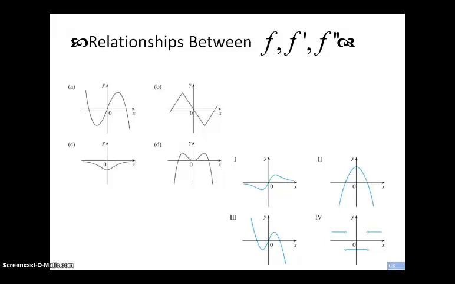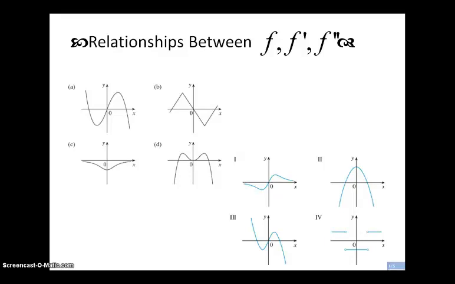Okay, let's continue our discussion about the relationships of f, f prime, and f double prime. I've got here some AP type questions. They're not exactly like we'll see on AP, but they're close enough. They're going to cover the high points. Up here to the left, I have graphs A through D, and they are parent functions. They're going to be f.